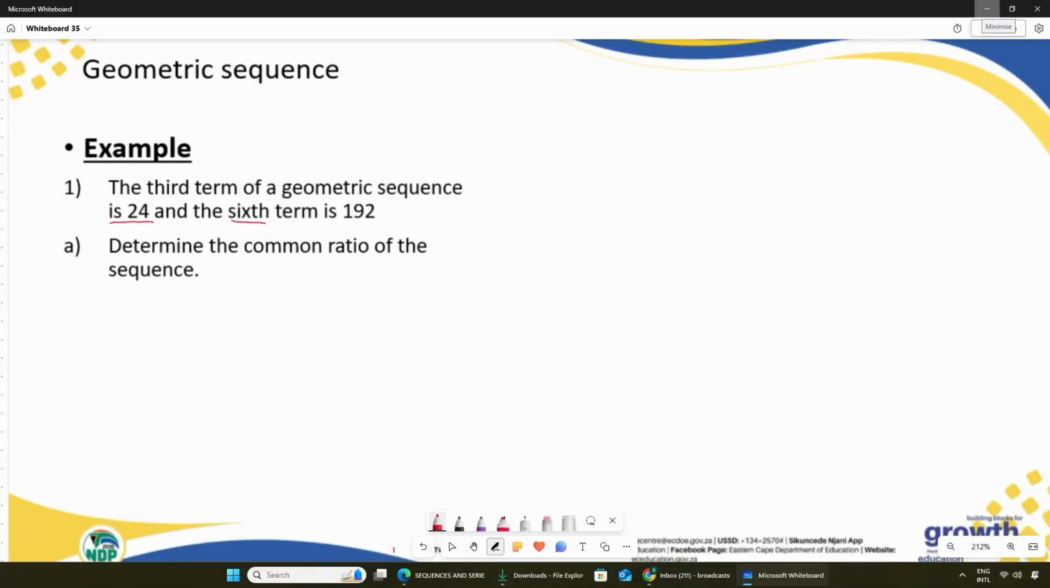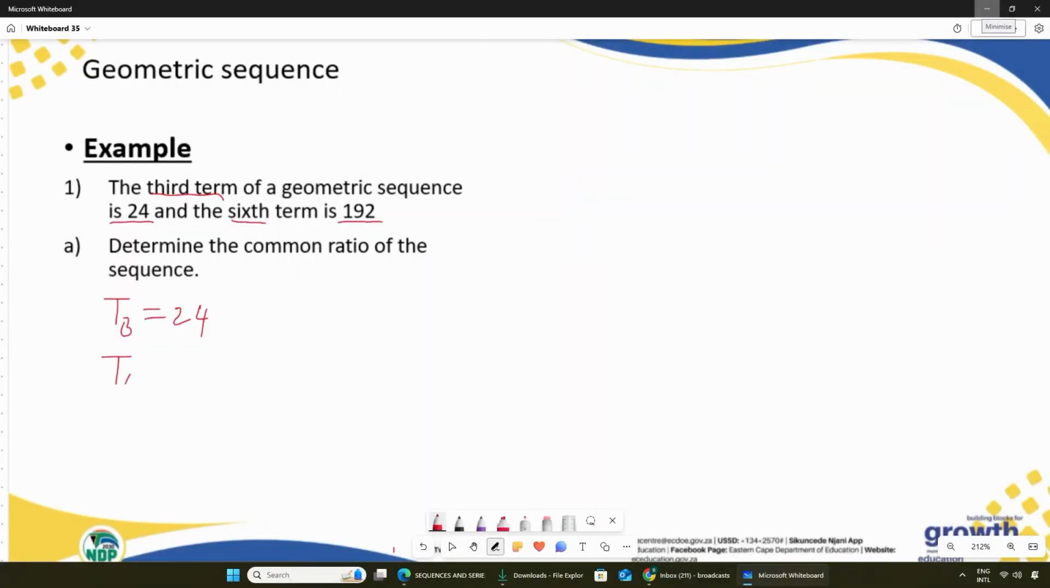Let's go to our question, which is under the geometric sequence. This is our first question. The third term of a geometric sequence is 24, and the sixth term is 192. Remember, when you are dealing with these questions of arithmetic and geometric sequences and series, you read the statement thoroughly. Make sure that you understand the statement and you break down the information. If they require two unknowns, you create two equations, okay?